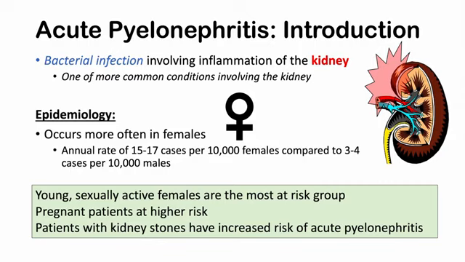The groups that are most at risk for getting acute pyelonephritis include young sexually active females, who are the most at-risk group. Pregnant patients are also at an increased risk, and patients with kidney stones have an increased risk of infection as well. Now that we know some of those key facts, let's talk about the pathophysiology of pyelonephritis.